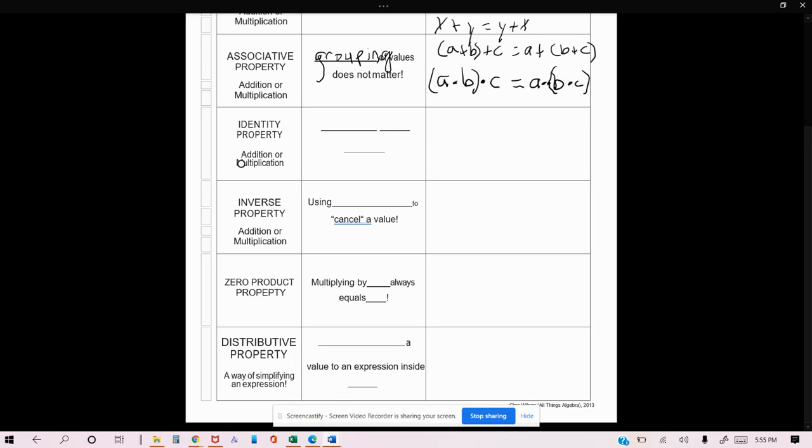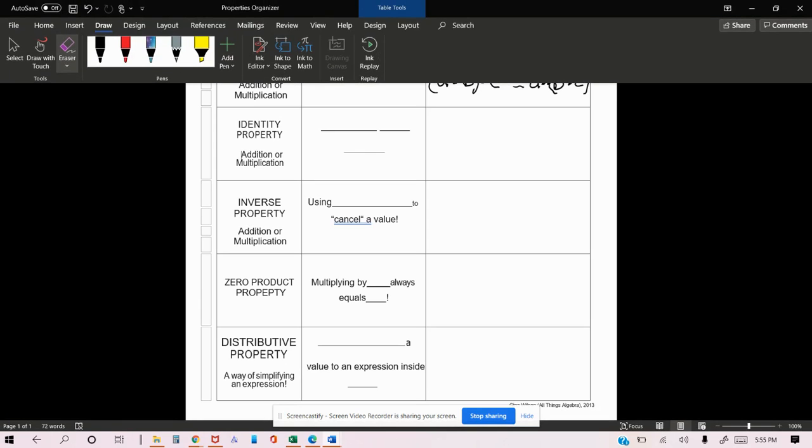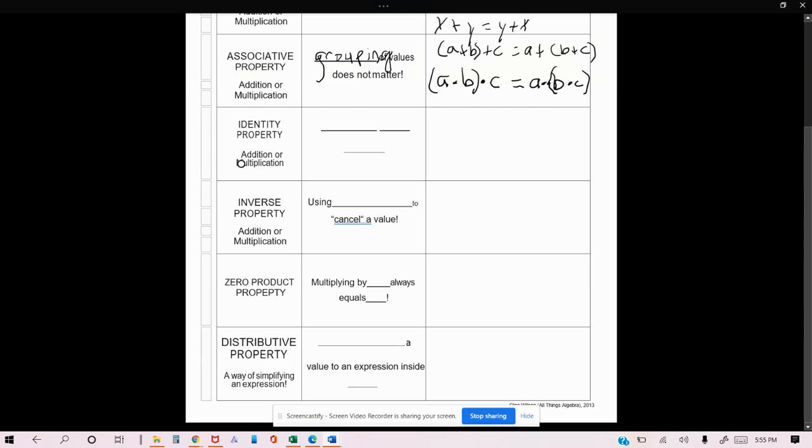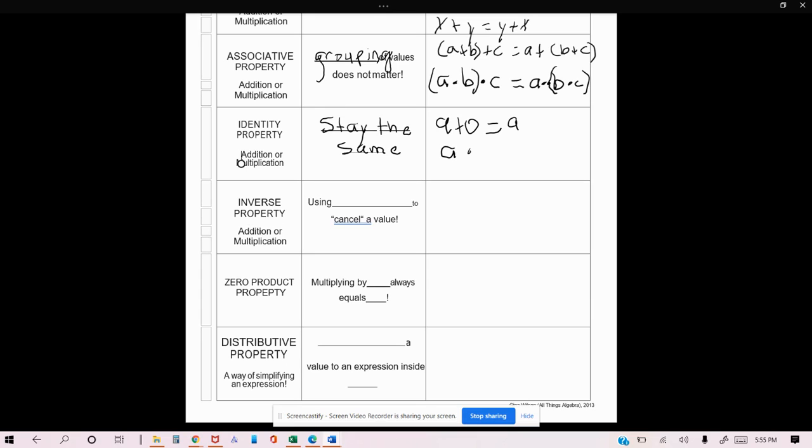All right, so the next thing we're going to look at is the identity property. Properties are also addition and multiplication. So everything stays the same. Okay, so what does that mean? That means A plus 0 is equal to A, and A times 1 is equal to A.